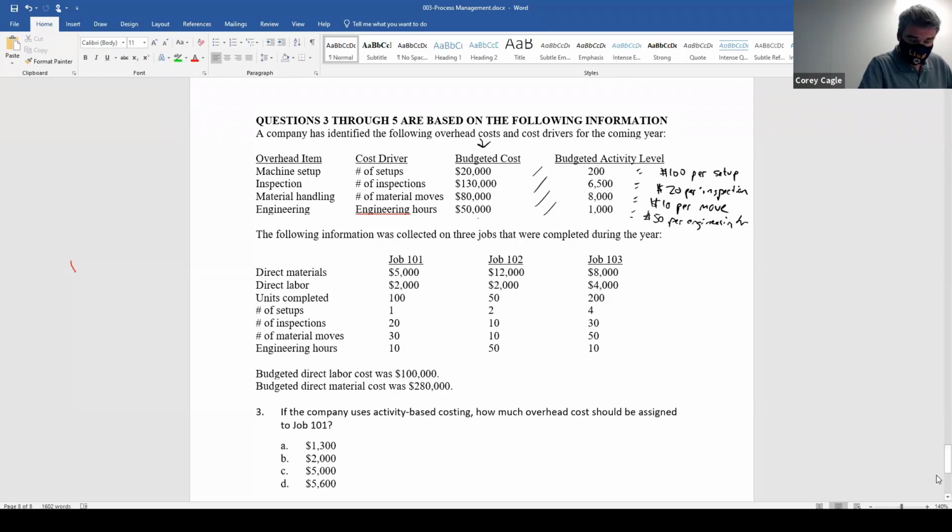So it says, if the company uses activity-based costing, how much overhead cost goes to job 101? It depends on how many of each of these 4 things are being used on job 101. Setups, 1 of them, 100 apiece. So that gets $100 of overhead because of that 1 setup. 20 inspections, we said each inspection gets $20 of cost to go along with it. So 20 times 20.